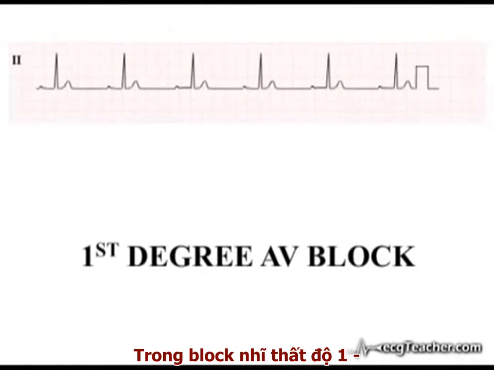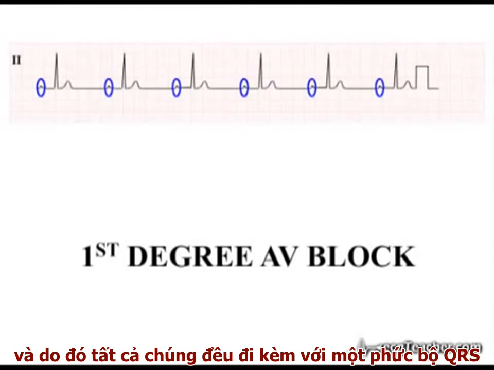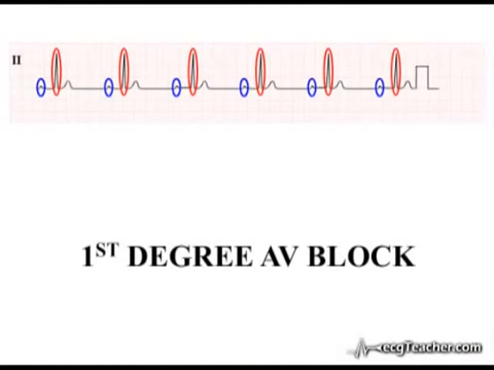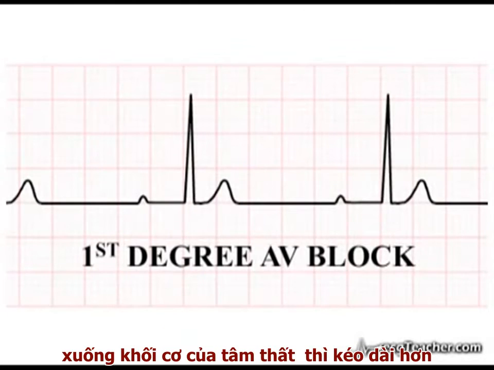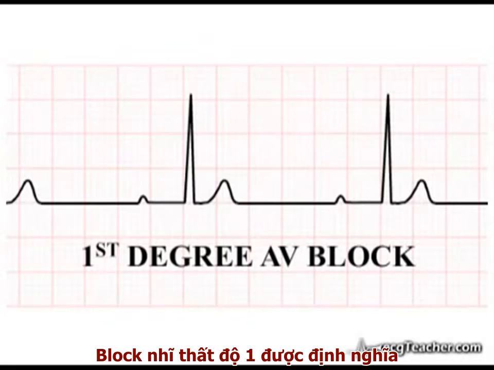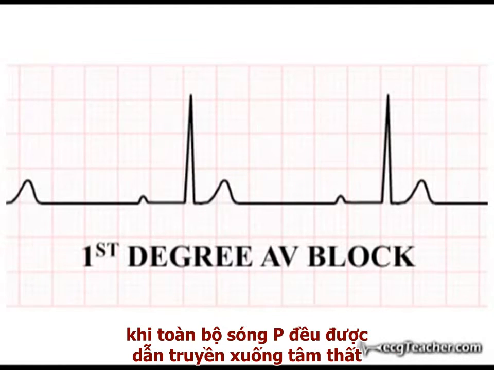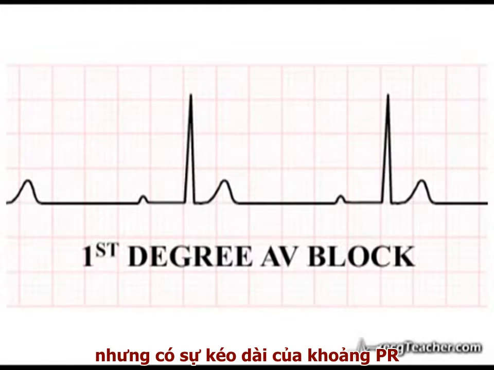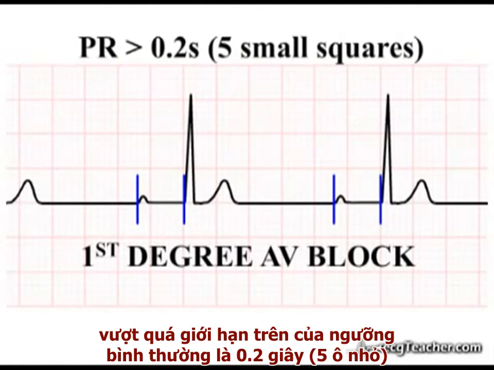In first degree AV block, all P waves are transmitted to the ventricular muscle mass, and therefore all are followed by a QRS complex. However, the time taken for conduction into the ventricular myocardium is prolonged. First degree AV block is defined by transmission of all P waves to the ventricular myocardium, but with prolongation of the PR interval beyond the upper limit of normal of 0.2 seconds on the ECG.